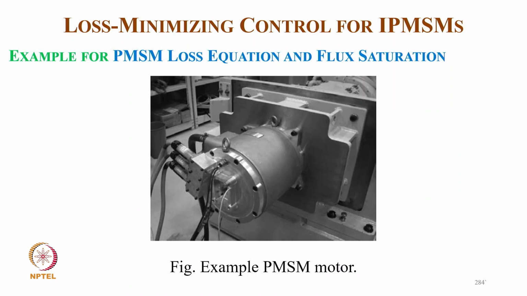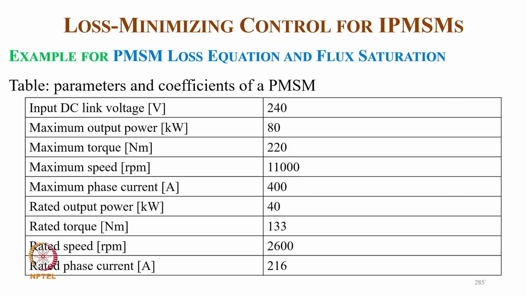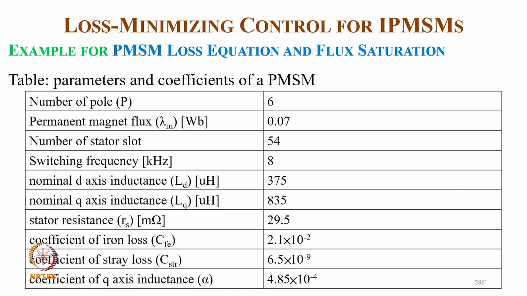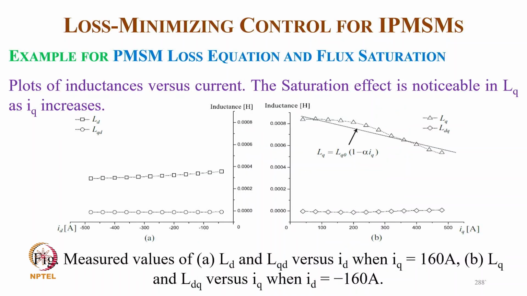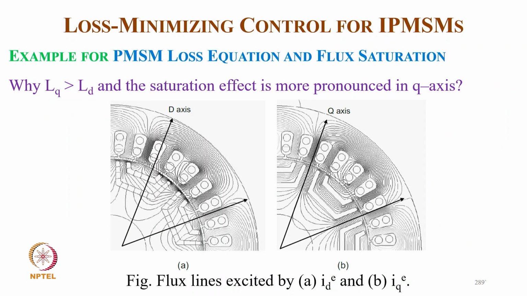A typical example of PMSM loss and flux saturation, an example of a PMSM type. These are the parameters of a PMSM drive with maximum output power 80 kilowatt and 11,000 RPM, of course for an electric vehicle, and these are the other parameters. These are the measured steady state flux linkages of the D axis and Q axis against DQ current, and these are the measured values of LD and LQ, versus IQ and minus ID, up to 160 amperes. And this is a flux line expressed by ID and IQ.